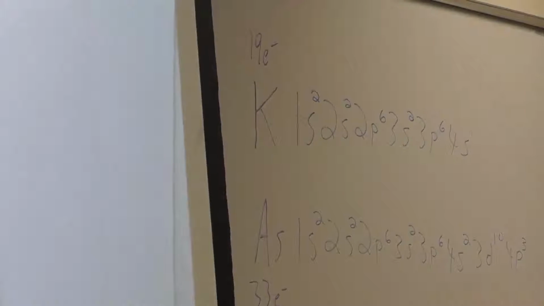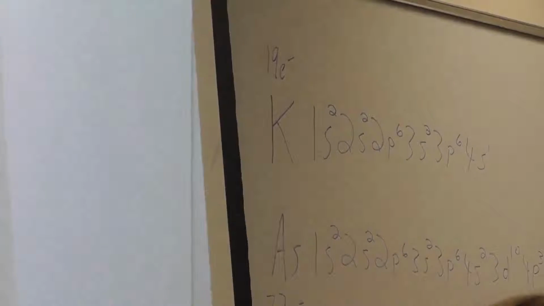You do get the 3D filled up, but you fill the 4S, then the 3D, that fills up at 10 electrons, and then you move to the 4P. And you're chucking them into the 4P when you run out. And so you end up with only 3 electrons in the 4P.